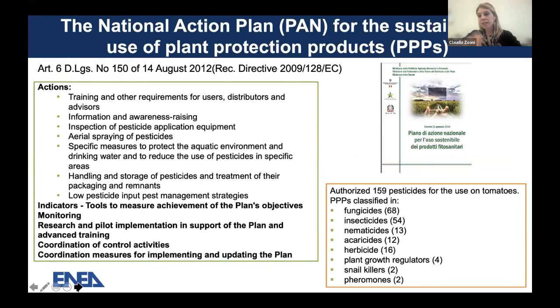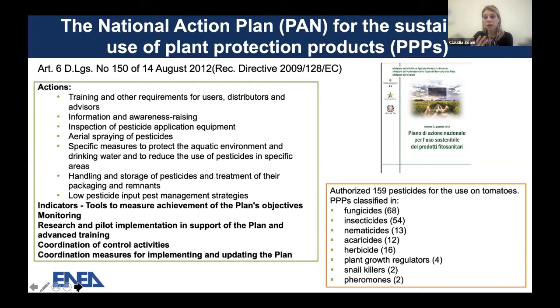And further, the next relevant document is the National Action Plan for the Sustainable Use of Plant Protection Products that is implemented by the Ministry of Health, the Ministry of Environment, and the Ministry of Agriculture. And it includes aspects that correspond to what we saw previously for the European level. So it's the national one, and it includes information on actions, indicators, monitoring, research and pilot implementation, coordination of control activities, and coordination measures for implementing and updating the plan.